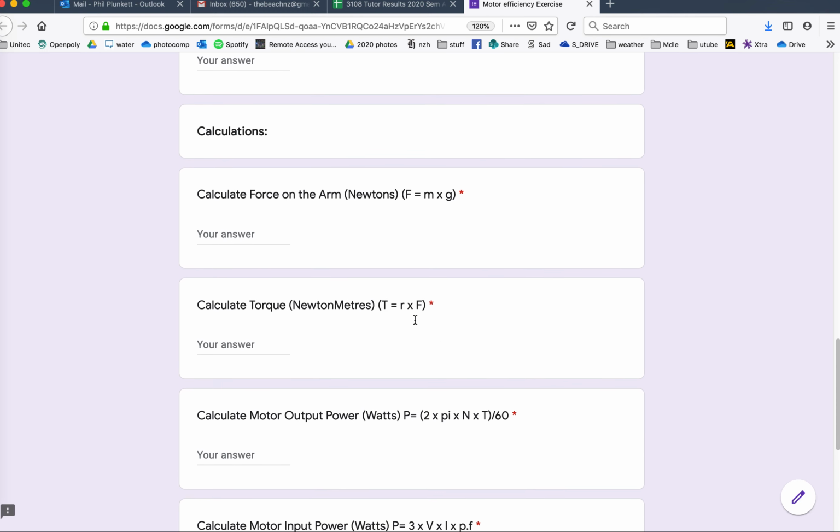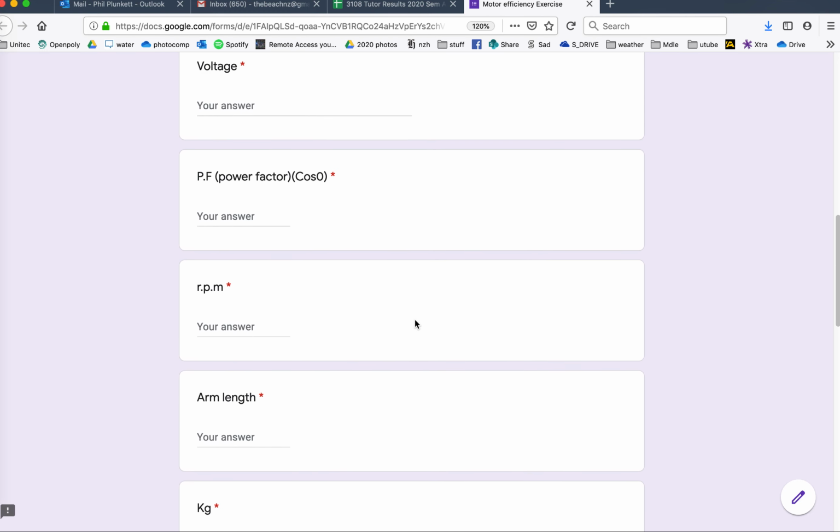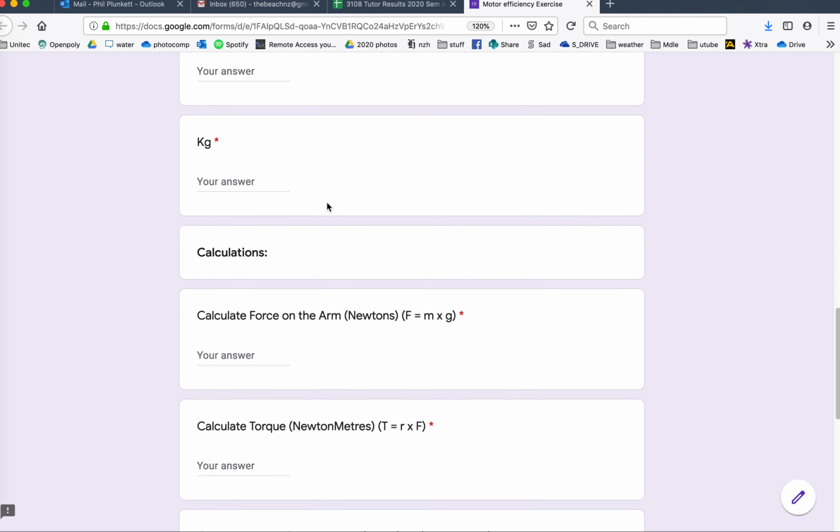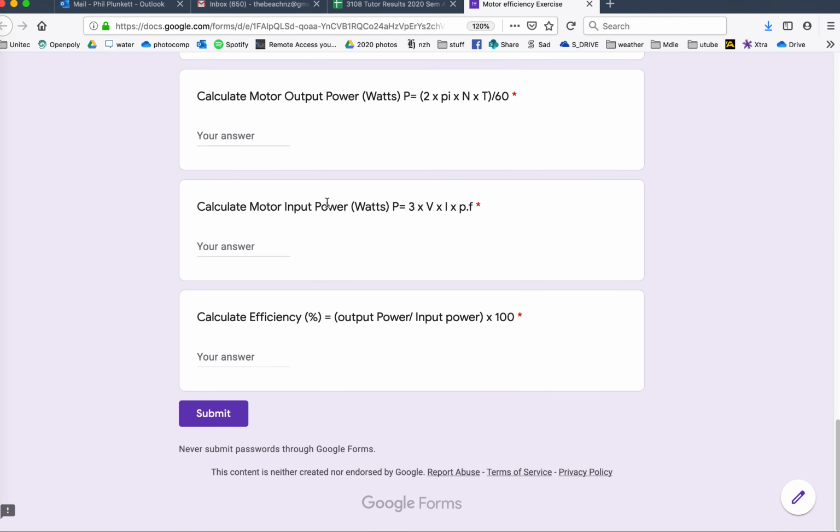That's the calculations you've got to do from your set of data. Everyone's got a unique set of data. Load it in here. Do your calculations. Watch the video and it should all make sense. I'm going to finish that there.